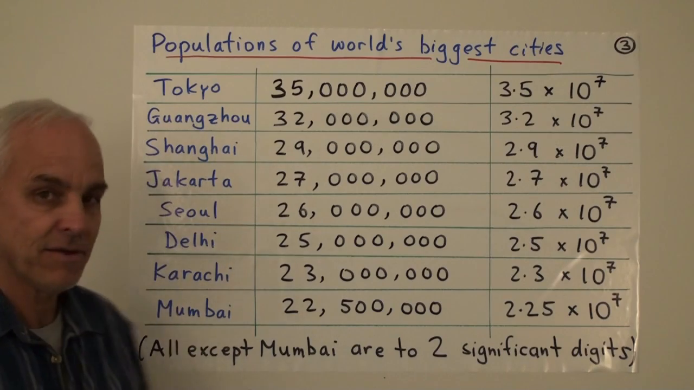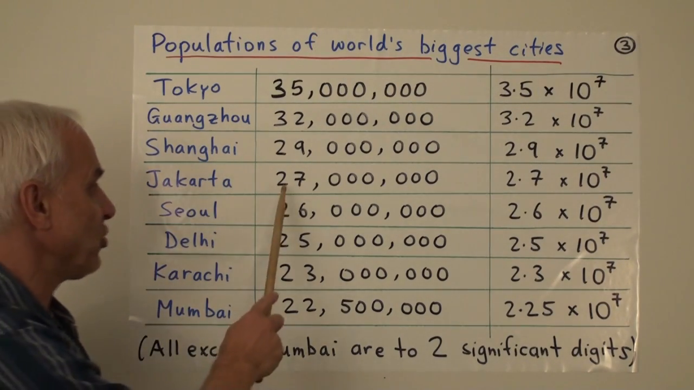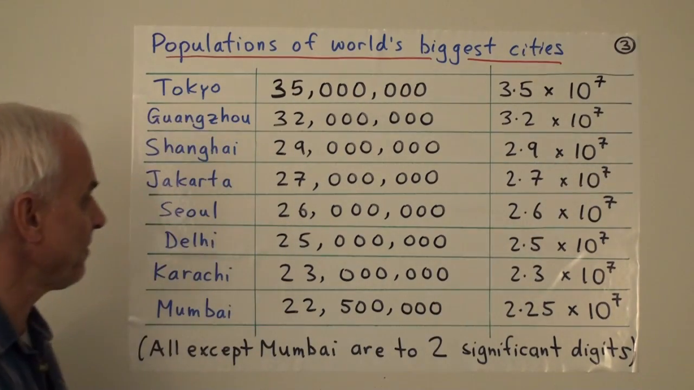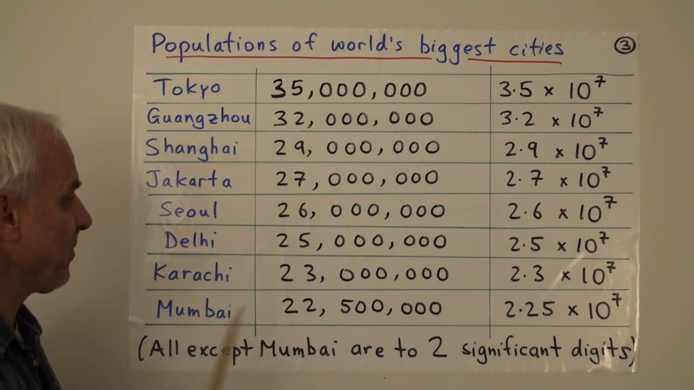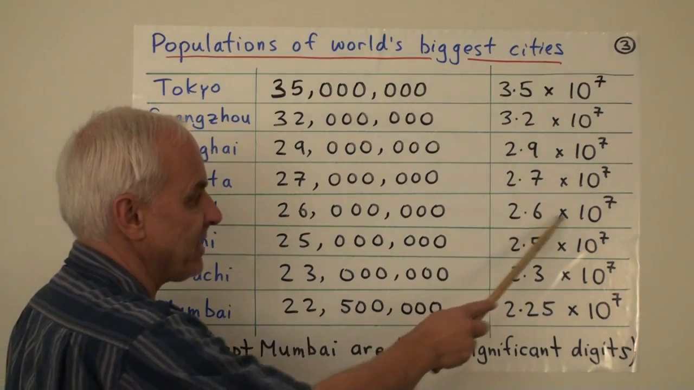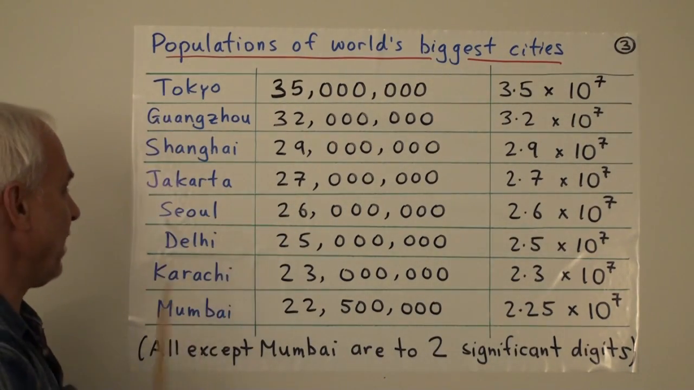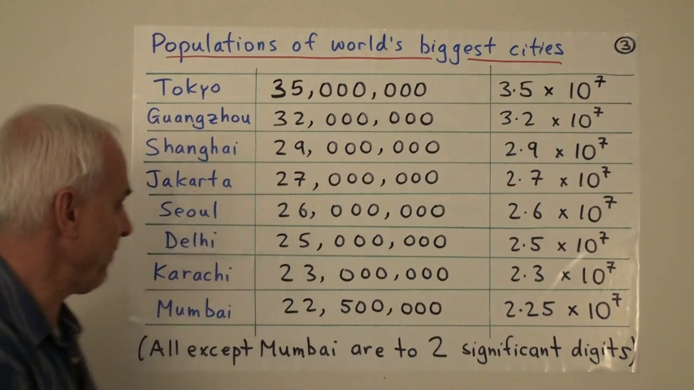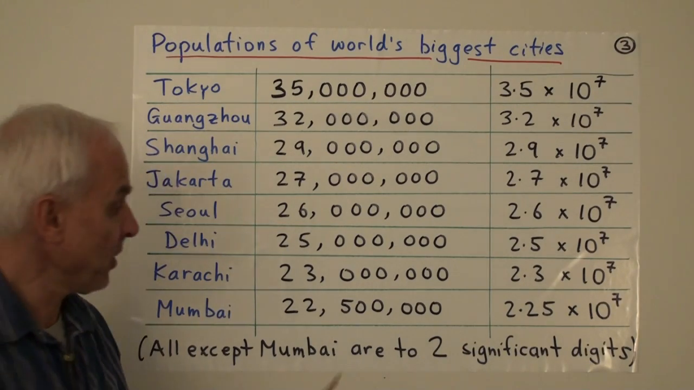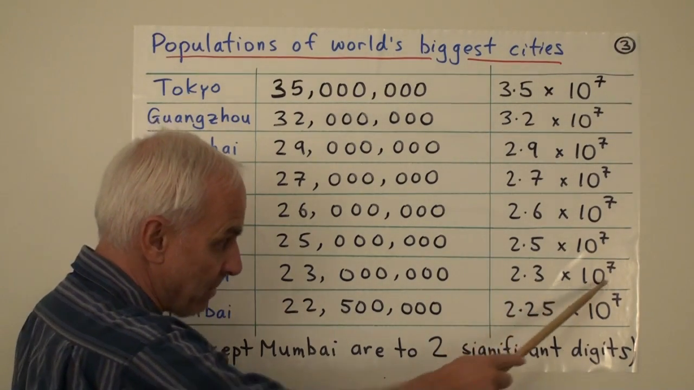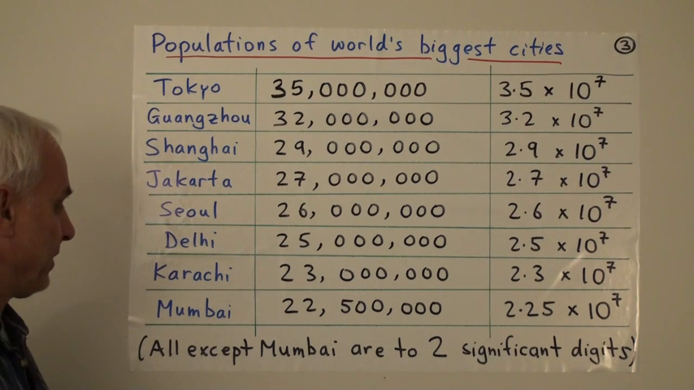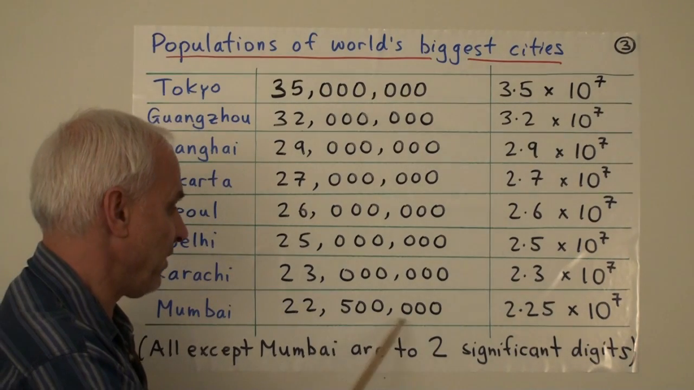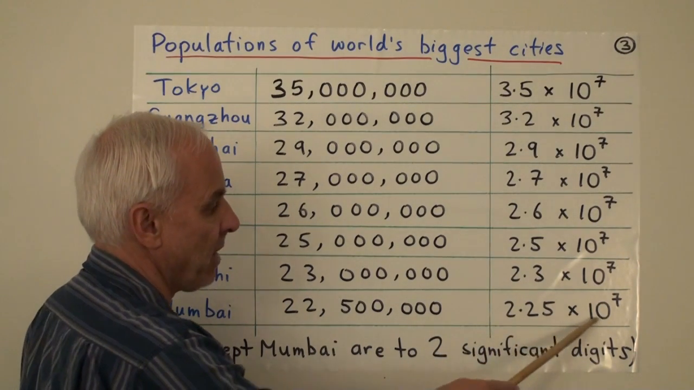And then we have Jakarta, the capital of Indonesia, at 27 million or 2.7 times 10 to the 7. And then Seoul in Korea, 26 million people or 2.6 times 10 to the 7. And then Delhi, India, 25 million people, 2.5 times 10 to the 7. Karachi, Pakistan, 23 million people, 2.3 times 10 to the 7. And then Mumbai, or Bombay, 22,500,000 or 2.25 times 10 to the 7.